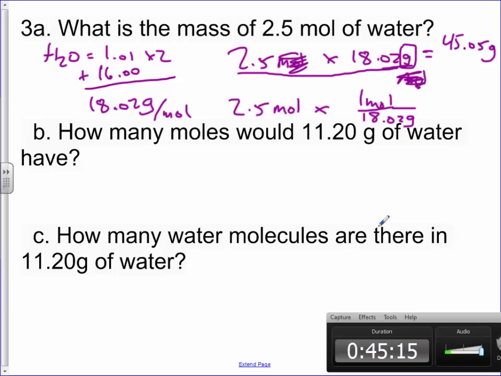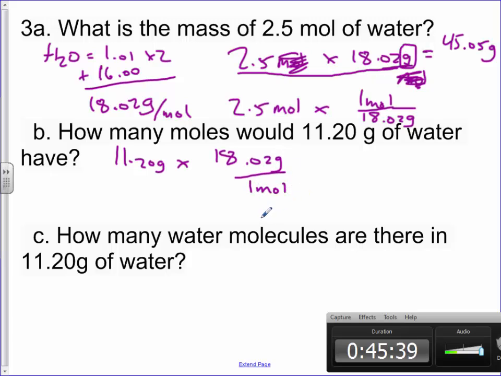Okay, let me try another example. Let's say that you went to the store, again, and you wanted to buy 11.20 grams of water molecules. How many moles would you expect? Well, we know how heavy water is. We just calculated it. So again, let me show you two ways of writing it out. You could take 11.20 grams, and you could multiply by 18.02 grams in 1 mole.